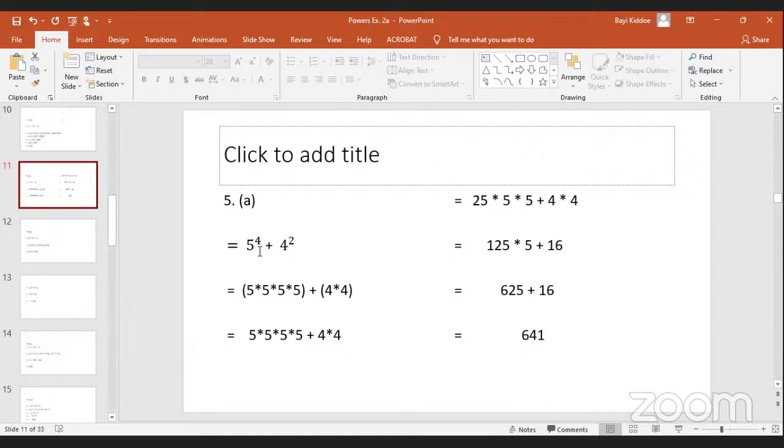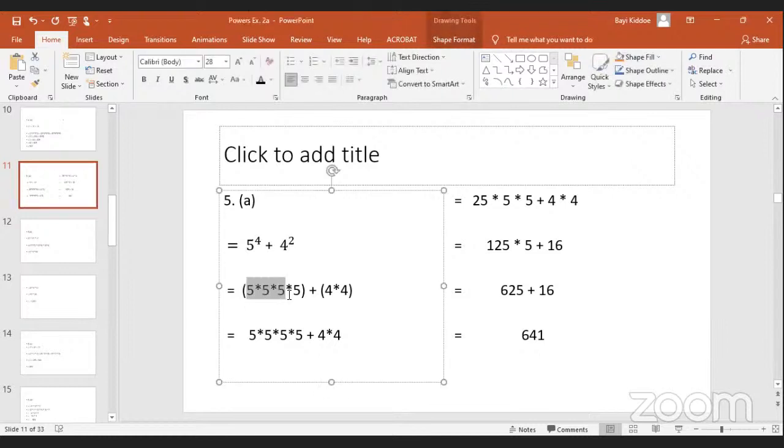So we have 5 to the 4 plus 4 to the 2. And 5 to the 4 is 5 times itself 4 times. So it's 5 times 5 times 5 times 5 plus 4 to the 2, which is 4 times itself. So we bring down the 5 times 5 times 5 times 5 here, as you can see. And we have 4 times 4. Bring that down as well. Over here now, we're taking it step by step.